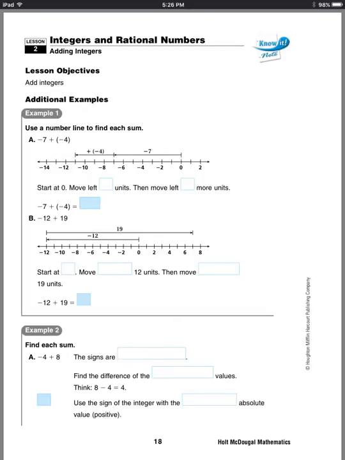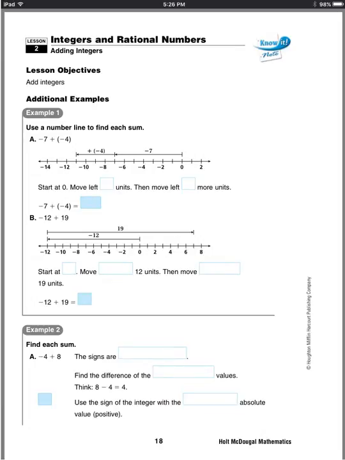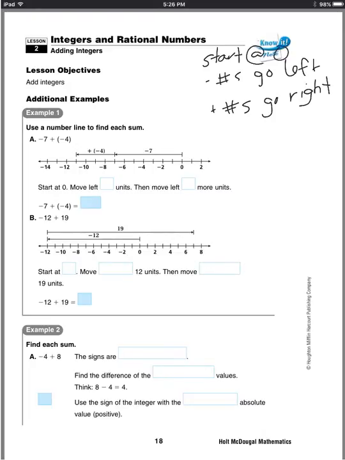Negative numbers. So, let me get my pen here. Negative numbers go left. Positive numbers go right. And we always start at 0. Okay? So -7 is our first number. So we're going to go left. We're going to start at 0. Okay? And we're going to go left to -7 just like they did.